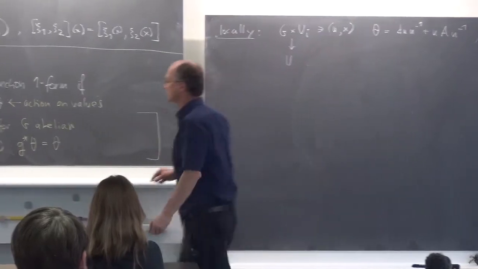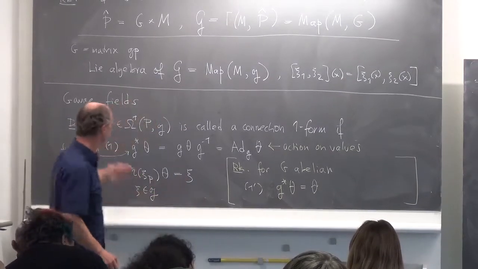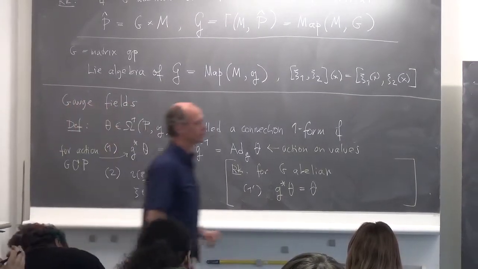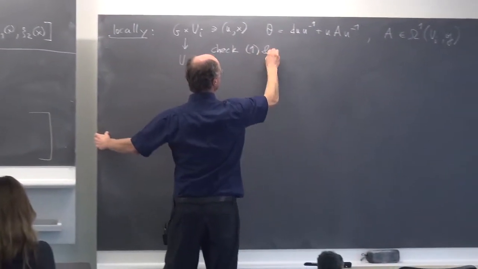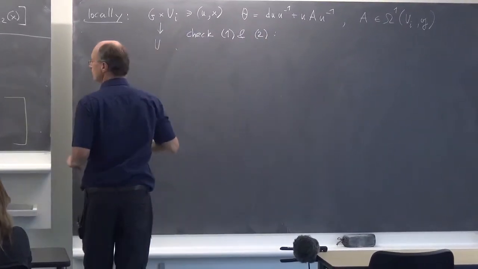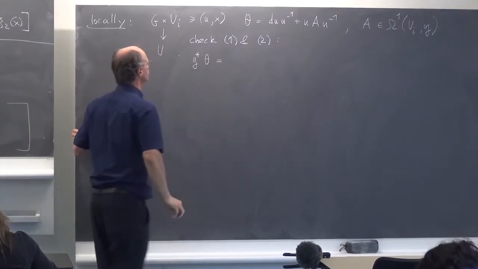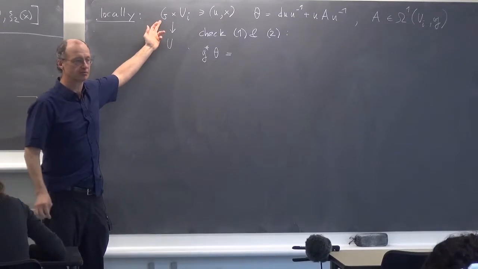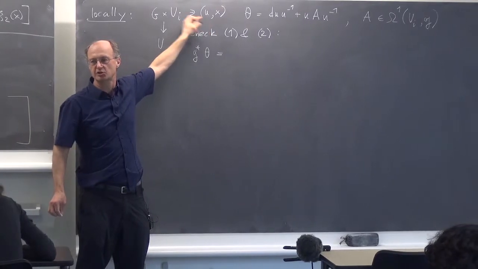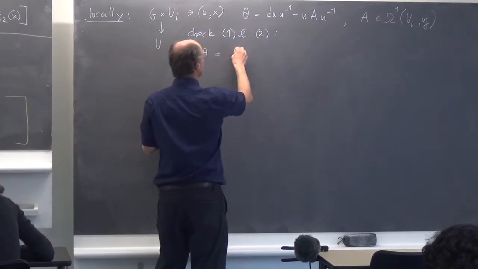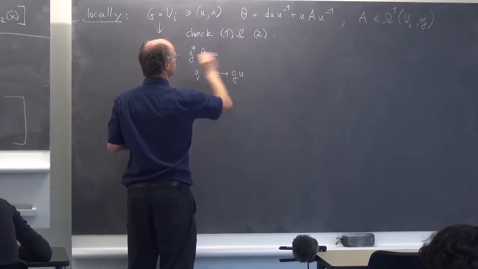So let's do an exercise and check that actually the conditions 1 and 2 are satisfied, because I'm not quite sure whether you have a good feeling what these conditions 1 and 2 are. So let's check 1 and 2. Well, G star theta. So what should we do? In the chart, the action of the group is very easy. This is just a left multiplication by G. Say, at least I chose it to be left multiplication. So G maps U to GU.